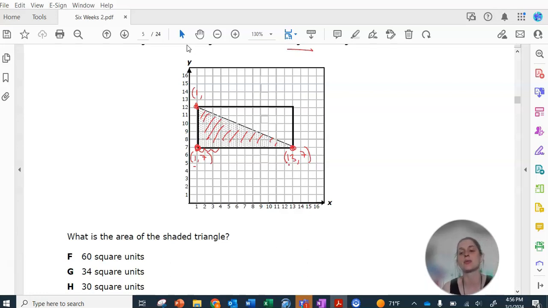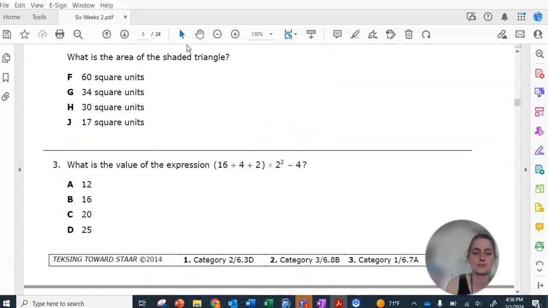Do not skip the writing the formula step because a lot of us just, oh yeah, sure, I know it. And then you write the wrong thing and you get the wrong answer. Look it up on your star chart.